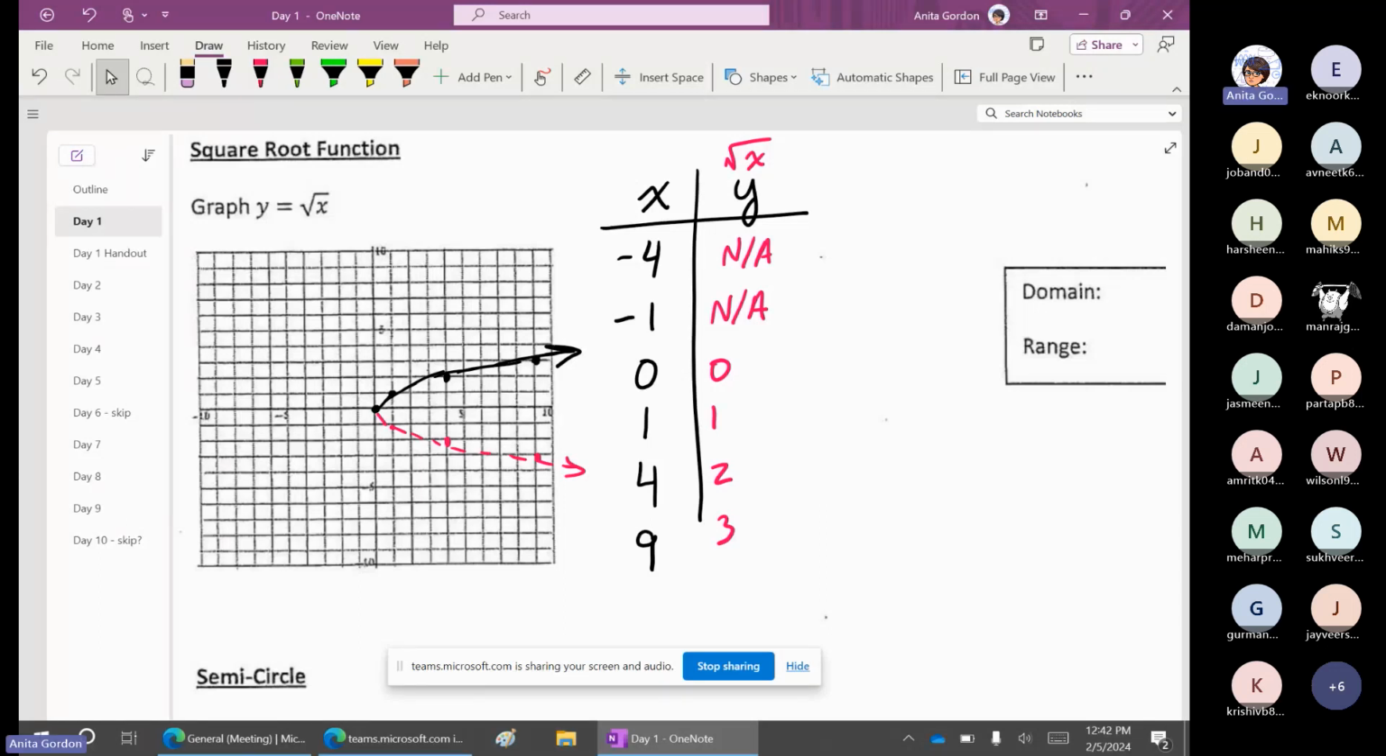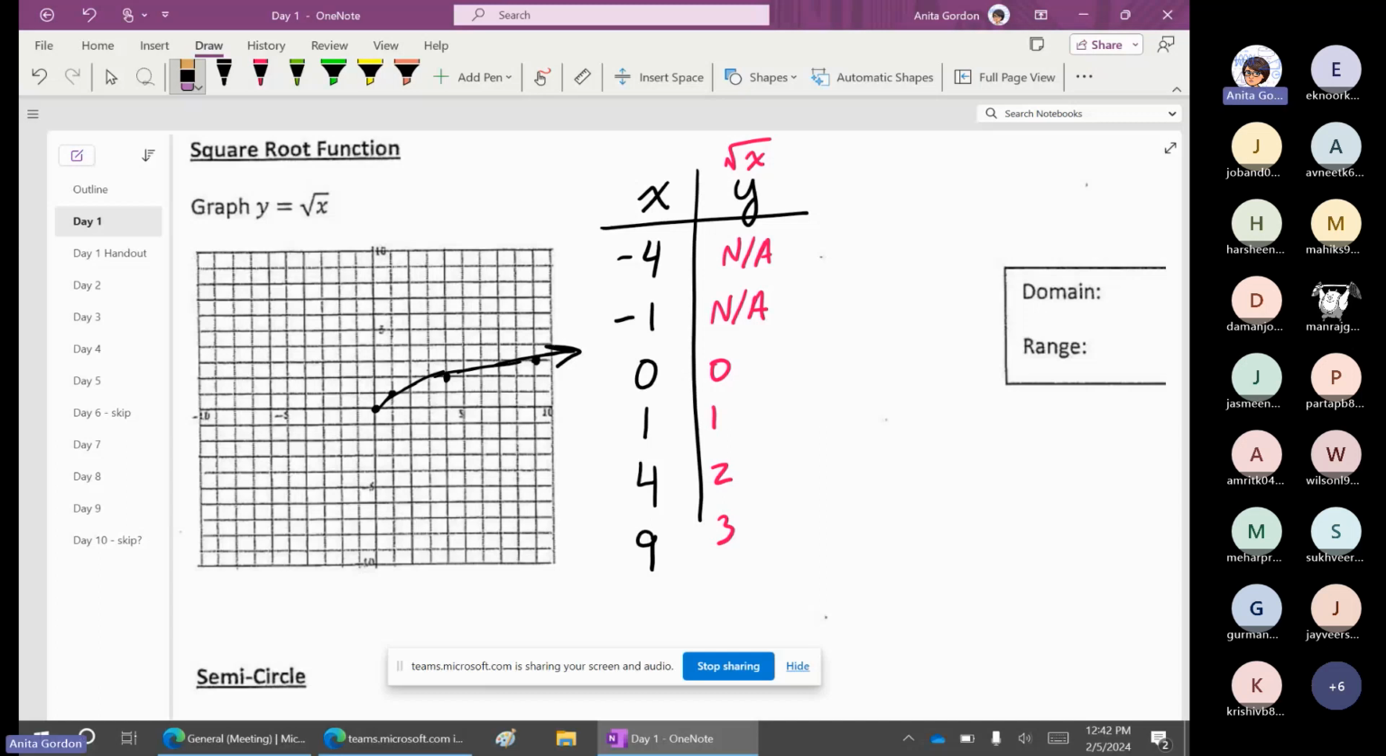So a square root function is a parabola on its side, but because we can't take the roots of negative numbers, technically we cannot use these points, but the shape would be the same, right? If you turn your screen sideways or your graph sideways, you'll see that that is just the left side of a parabola. 0, 0, 1, 1, 2, 4, 3, 9.